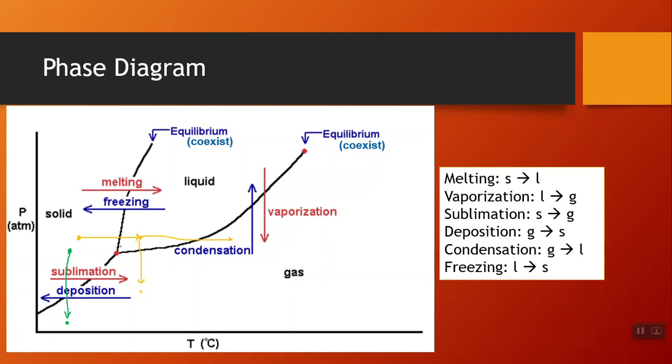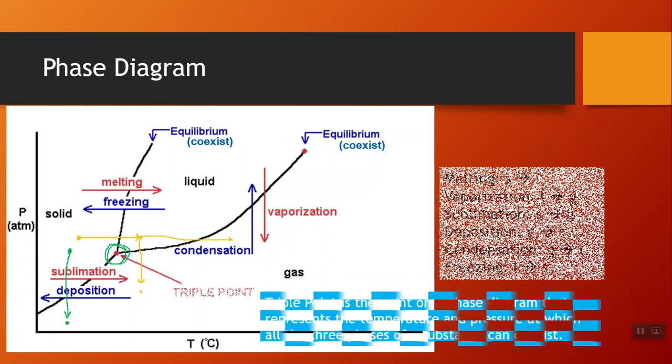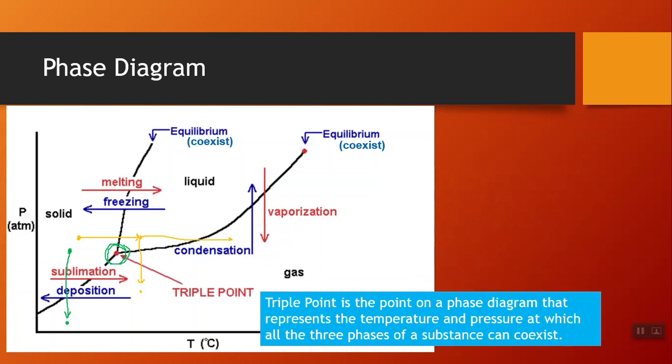Now at this point here, where all three come together, right here, this is called a triple point. And the triple point is the point on a phase diagram that represents the temperature and pressure at which all three phases, or all three states of a substance, can coexist. So that's where we find solid, liquid, and gas. And that's it for phase diagrams and vapor pressure diagrams.